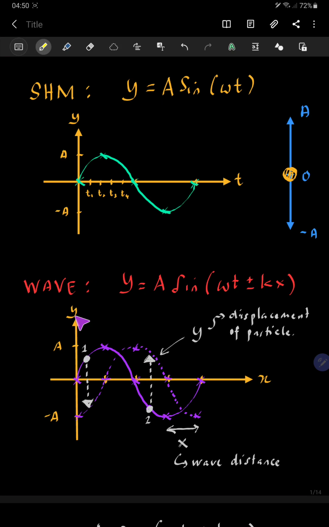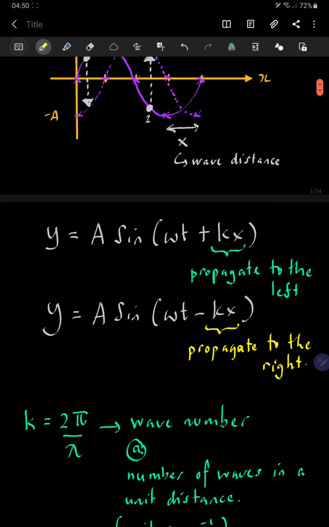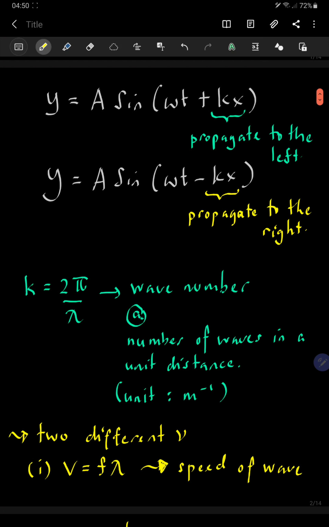The graph given now is y against x, representing many particles oscillating upwards and downwards while the wave propagates. It can be to the left or to the right. According to the main equation, y equals a sine omega t plus kx, or y equals a sine omega t minus kx. So what does plus and minus mean? Having plus kx means the wave propagates to the left, while having negative kx means the wave propagates to the right.